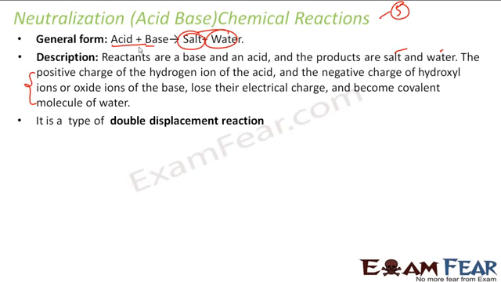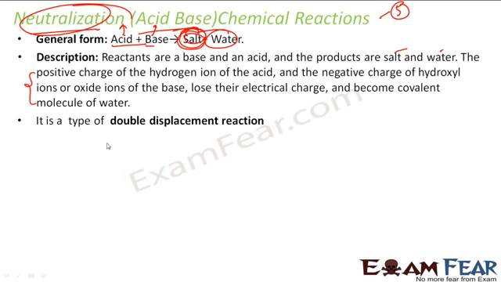An acid-base reaction is actually nothing but a neutralization reaction, because you have an acid, you have a base, and finally you get a salt, which is neutral. So it is also called a neutralization reaction. Both are the same: acid-base reaction and neutralization reaction mean the same thing.